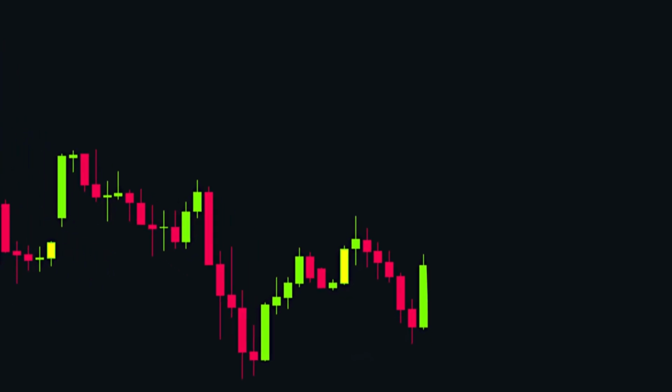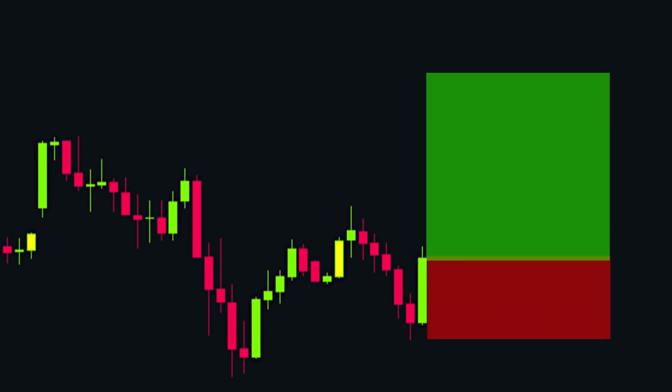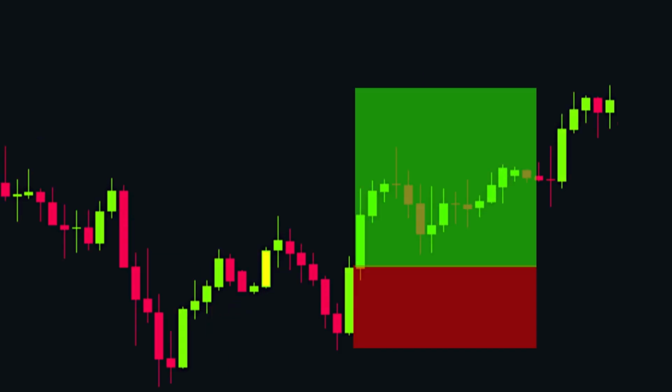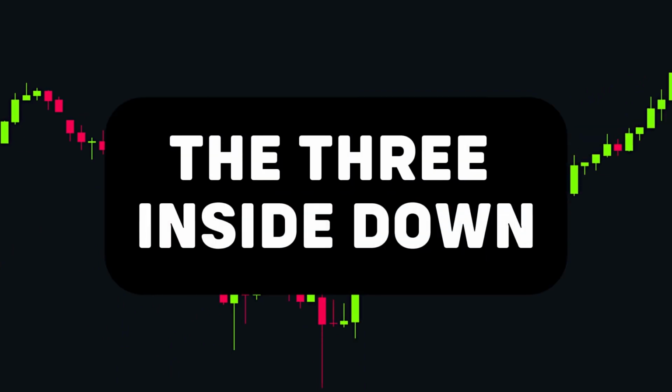The price then forms a bullish candle with a large body that closes above the open of the previous candle. At this point, we can enter a long position from the close of this bullish candle. Place your stop loss at the low of the initial bearish candle and set your target according to your preferred risk to reward ratio. As we can see, the price continues to move upward, hitting our target and delivering strong profits. Now, let's move on to the second pattern, the 3 inside down candlestick pattern.